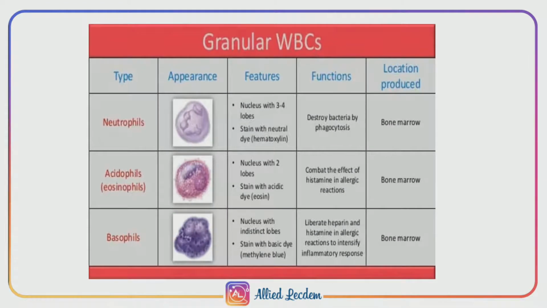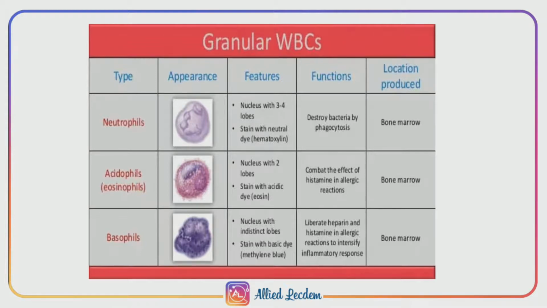Granulocytes are further classified into three, that is eosinophils, basophils and neutrophils. Eosinophils are also known as acidophils, which have a biloped nucleus and granules that take acidic stain. The function of the eosinophils is that they increase in number during allergy and play a major role in immunity.